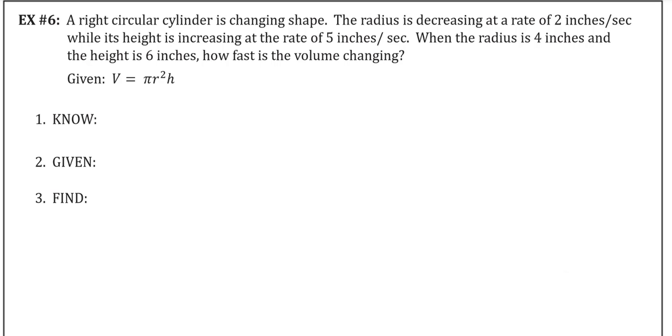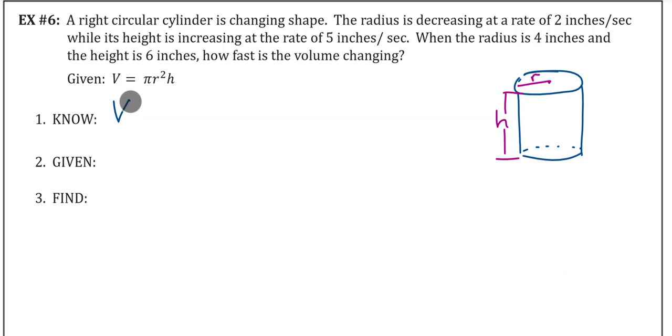So, starting with a picture, what we have here is a cylinder that has a radius and a height. And we already have our known, given in the problem, which is our volume equation, so V equals pi r squared h. The volume of any right cylinder, three-dimensional figure, is always the area of the base times the height, and the base is a circle, pi r squared, times h.